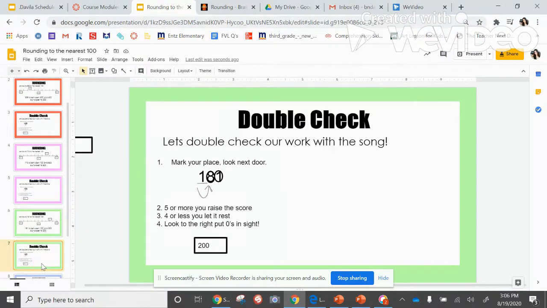All right, boys and girls, we are going to practice more with rounding this week, and I cannot wait.